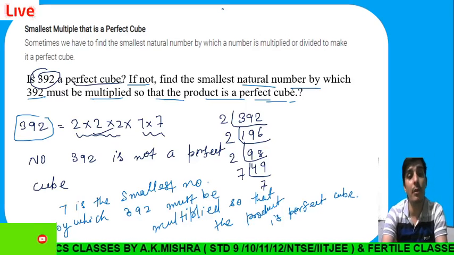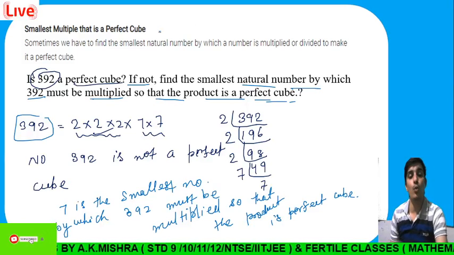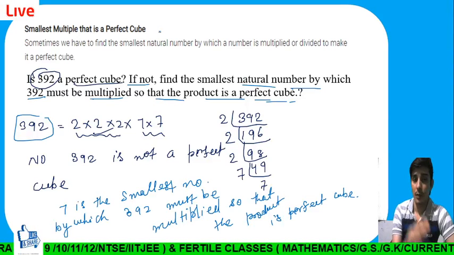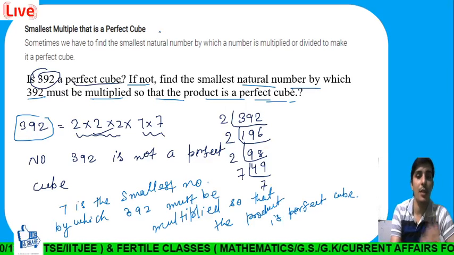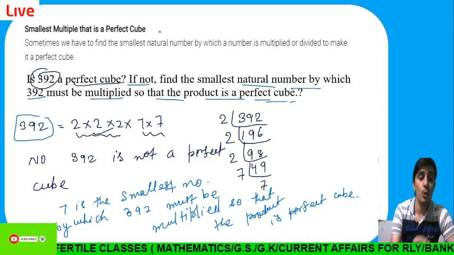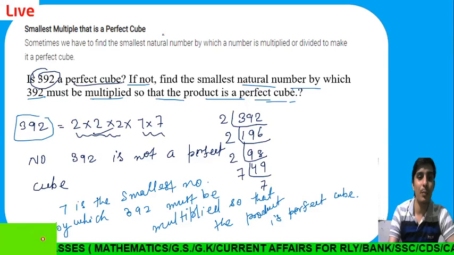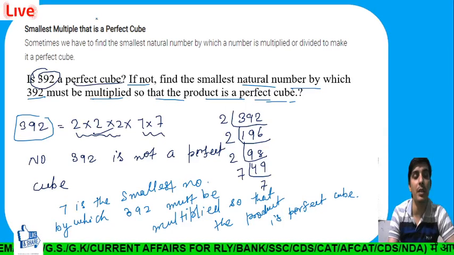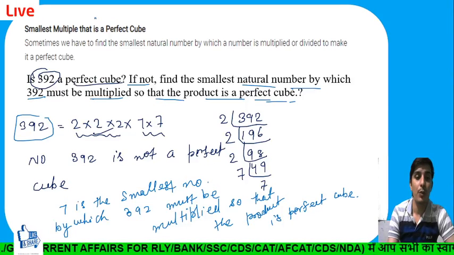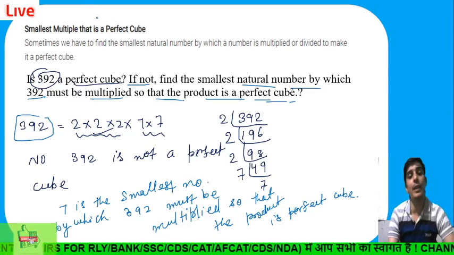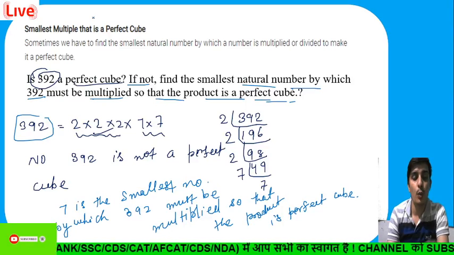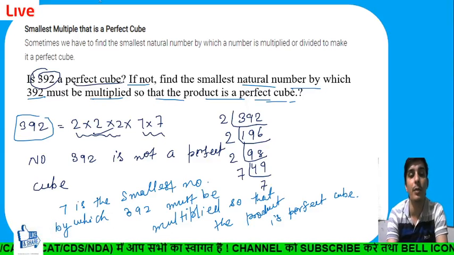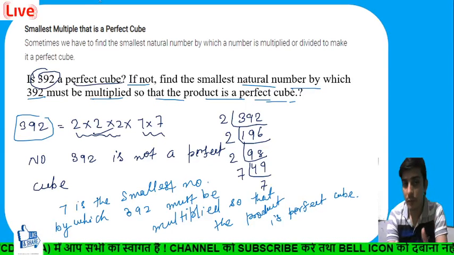And this question is also available here: by which number must 392 be divided so that the product is a perfect cube? This is very simple. Due to the 27 available in the prime factorization, 392 is not a perfect cube. After removing the 27 and adding the 17, it will be a perfect cube.